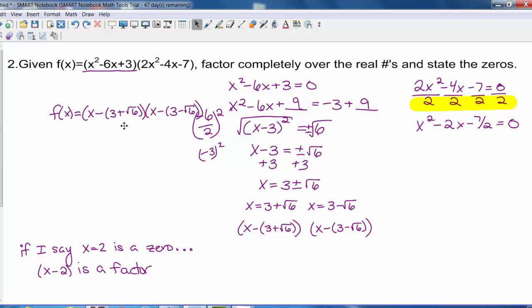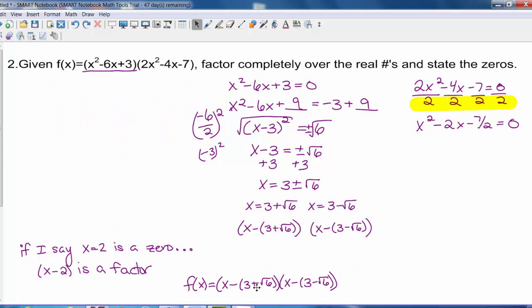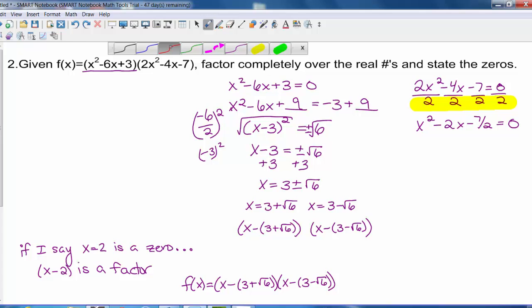I'm actually going to move this down so we have some room here. If you wanted to put the 2 in, now you could put it here at the end, or you could put it in front, whichever you prefer. So you don't forget, that's a great option too.